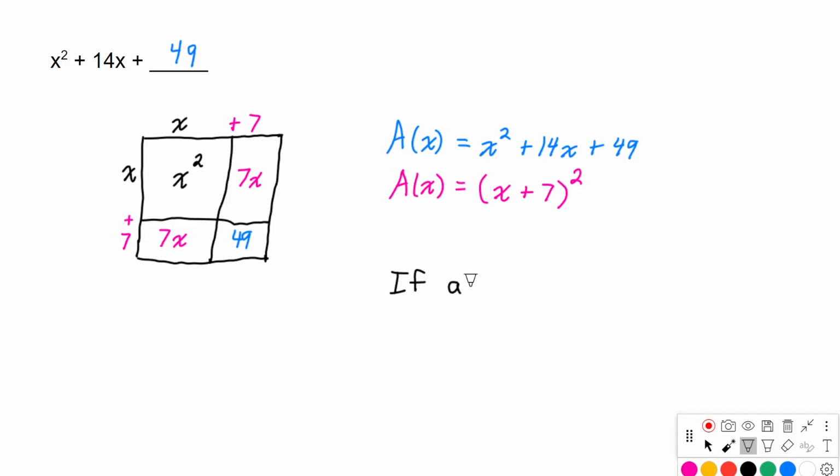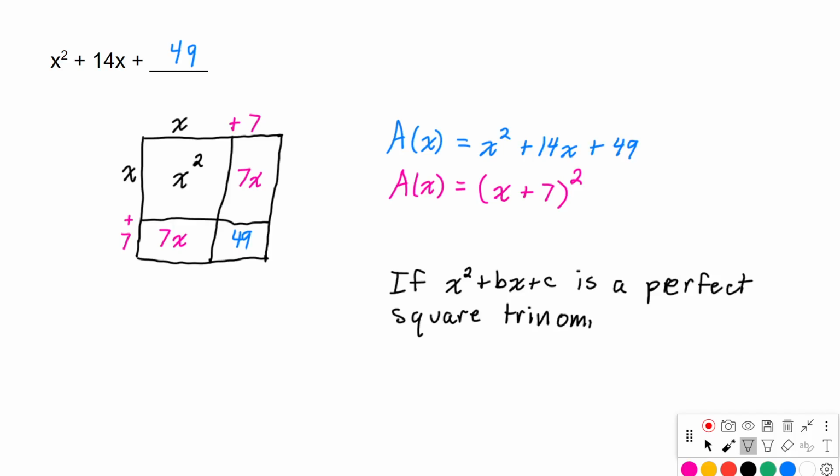So if x squared plus bx plus c is a perfect square trinomial, then c equals the b value divided by 2 squared.